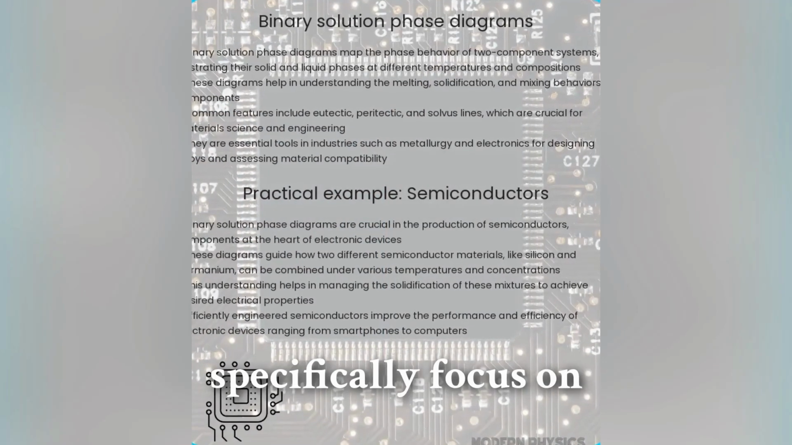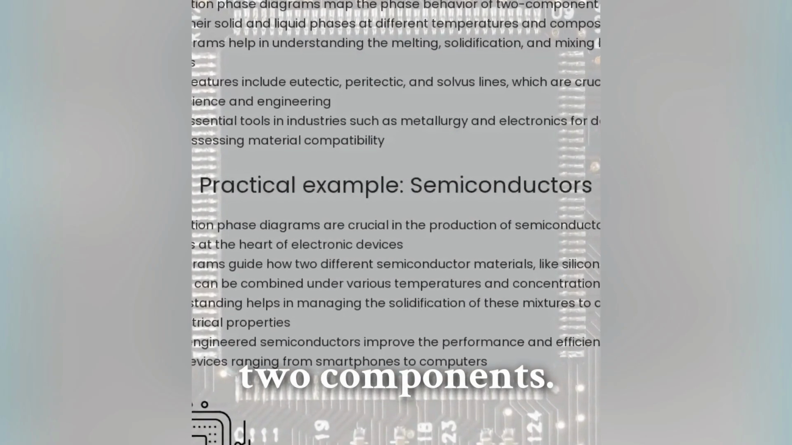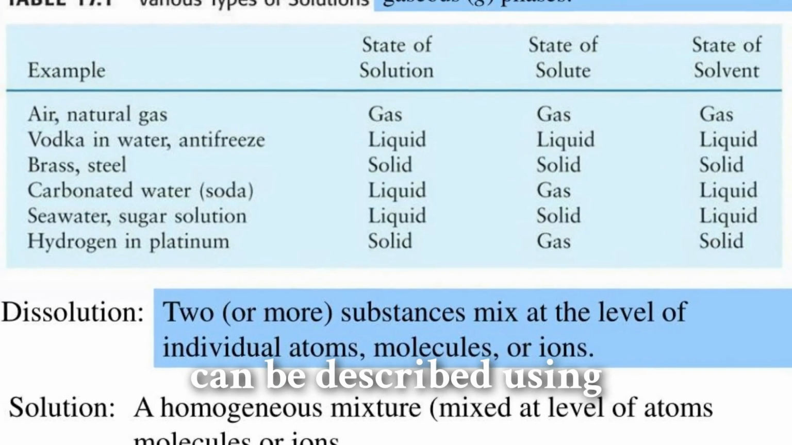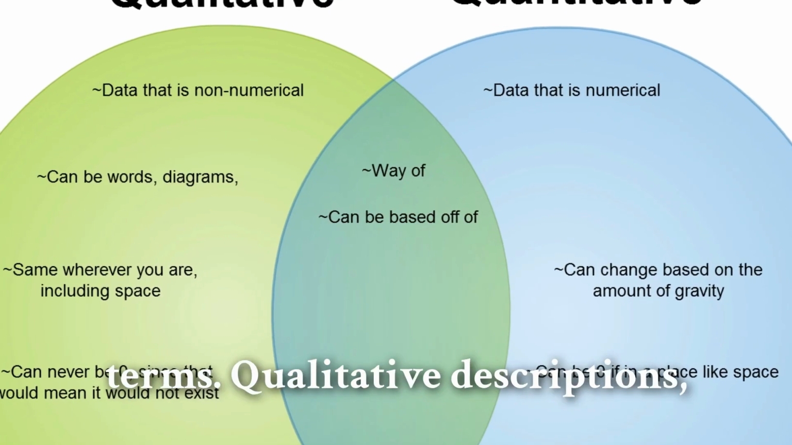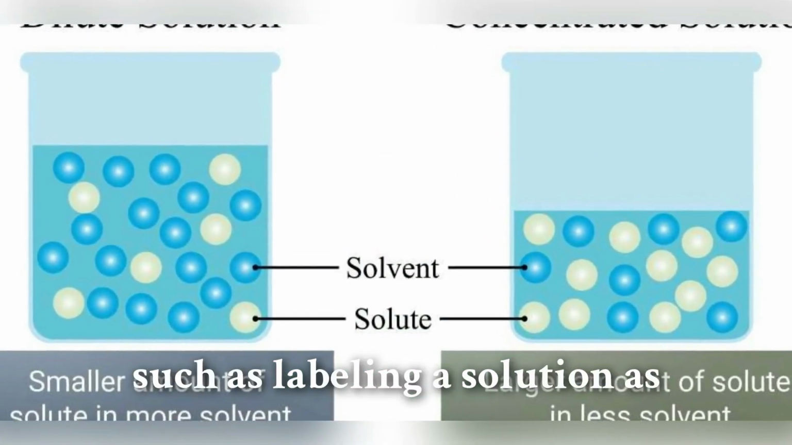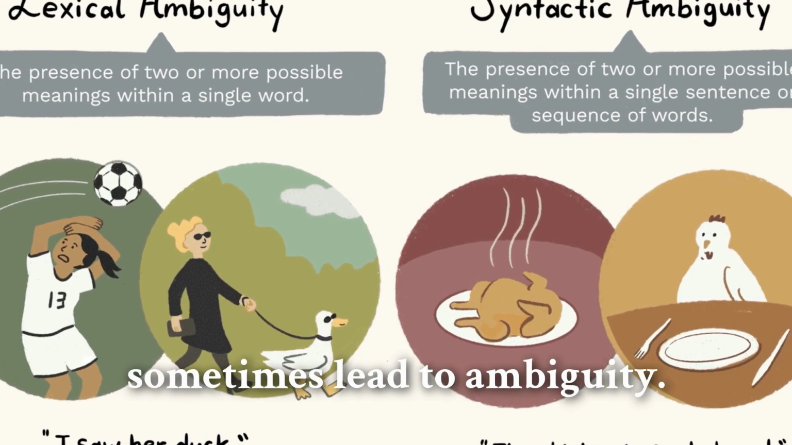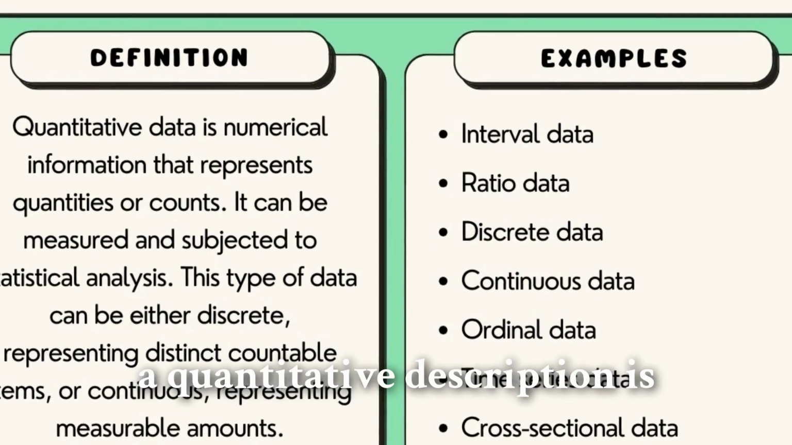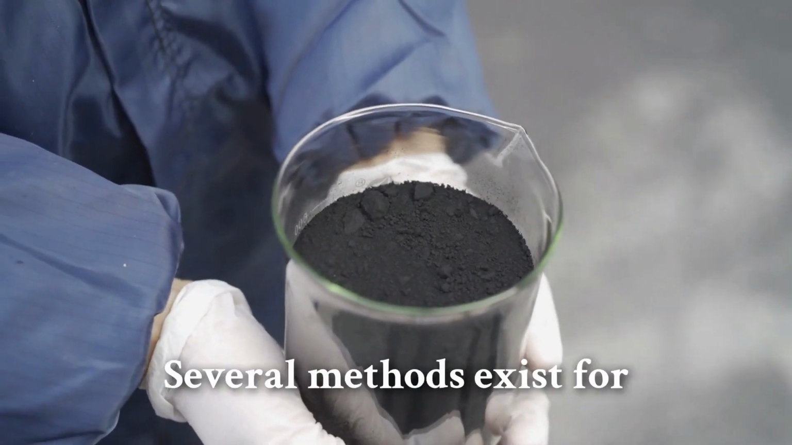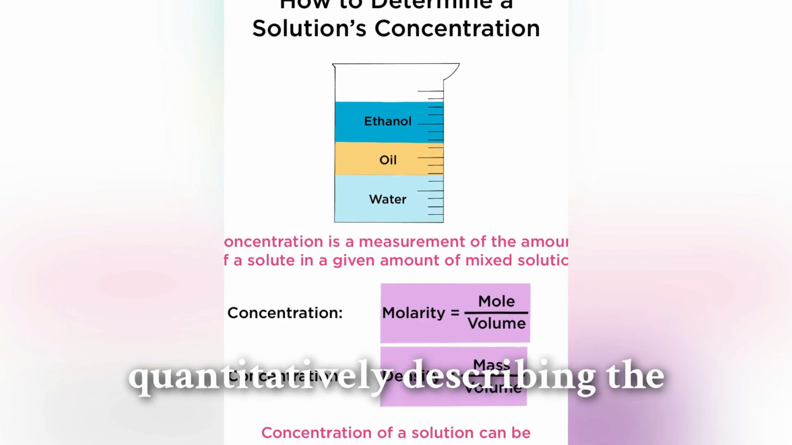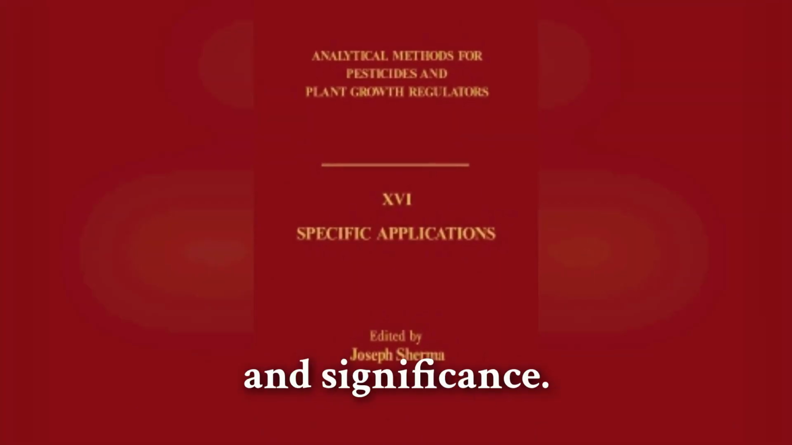This discussion will specifically focus on binary solutions, which consist of exactly two components. The composition of a solution can be described using concentration, which can be expressed in both qualitative and quantitative terms. Qualitative descriptions, such as labeling a solution as dilute or concentrated, can sometimes lead to ambiguity. Therefore, a quantitative description is essential for clarity and precision in scientific contexts. Several methods exist for quantitatively describing the concentration of a solution, each with specific applications and significance.